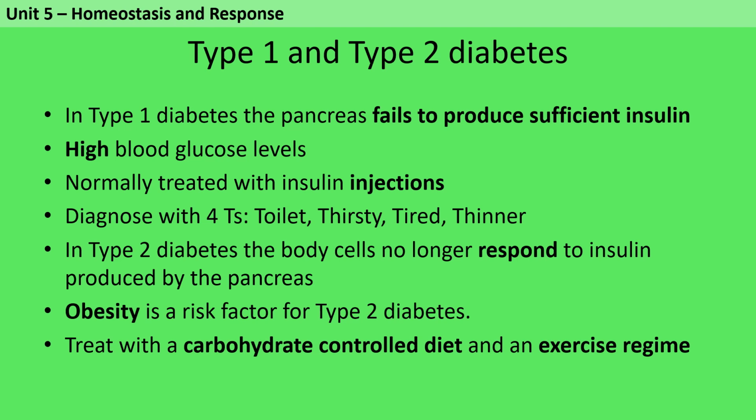In type 2 diabetes, the pancreas is still producing enough insulin, but because the insulin levels have been so high for so long, the body cells stop responding. Type 2 diabetes is often associated with obesity, which we can call a risk factor, and in order to treat it, we use a carbohydrate-controlled diet and an exercise regime.